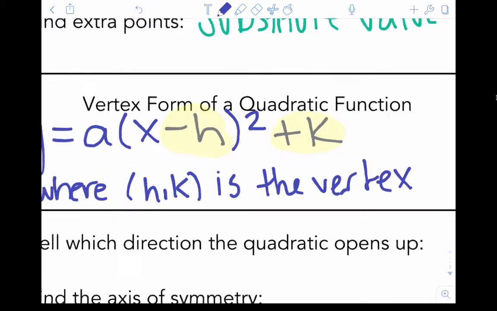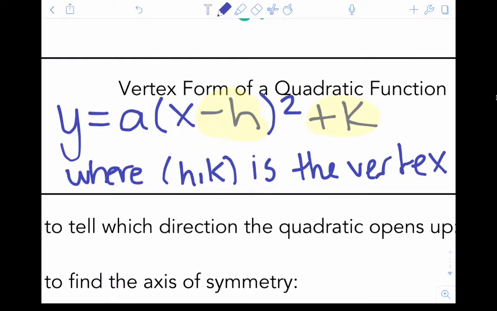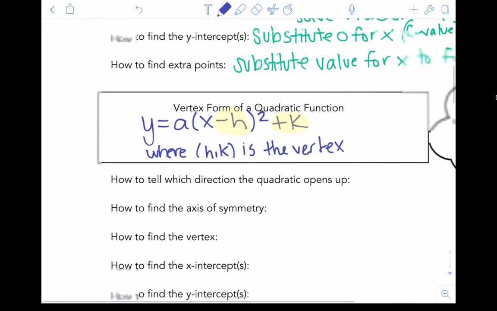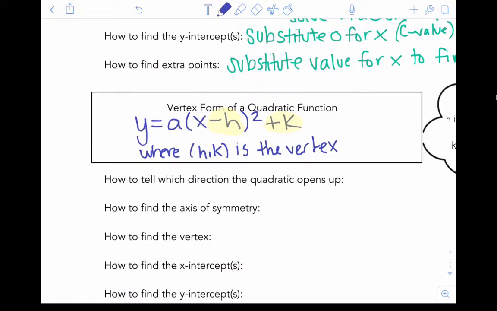So when you have numbers substituted in for a, h, and k, if you have x minus a number, then that means your h is positive. If you have x plus a number, then that means your h is negative. So let's go through and answer these same questions, but let's answer them about vertex form.